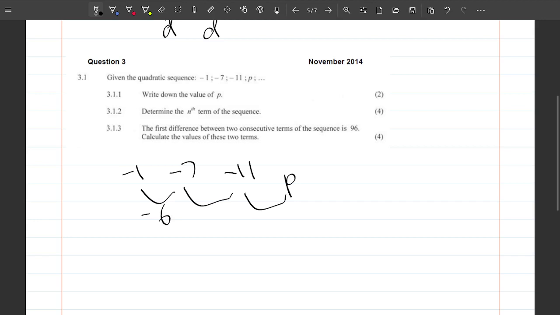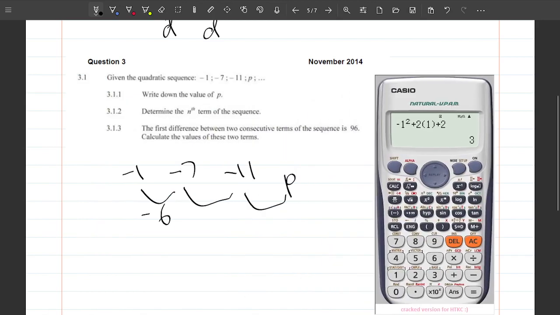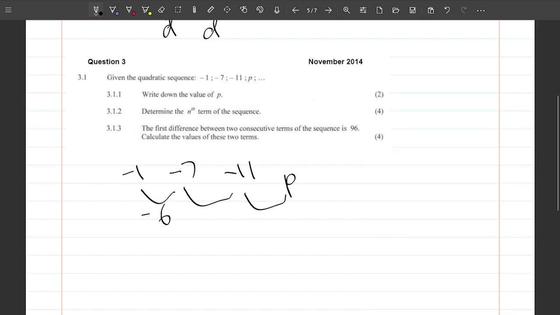Let me hook up the calculator in case we need it. Just to double check, negative 7 minus negative 1 is negative 6. Oh, beautiful, my mental math is actually good. Then negative 11 minus negative 7. We will not get negative 6 because this is a quadratic number pattern, so we're not going to get the same values. What I get there is negative 4.